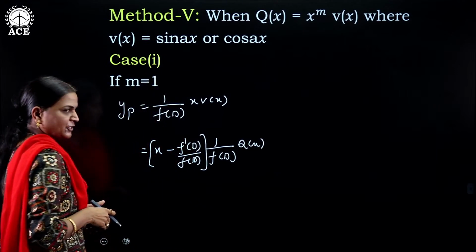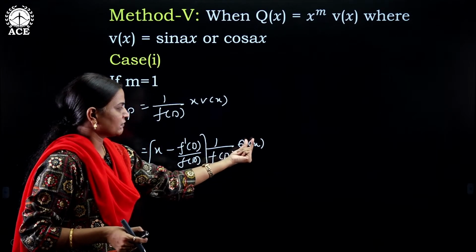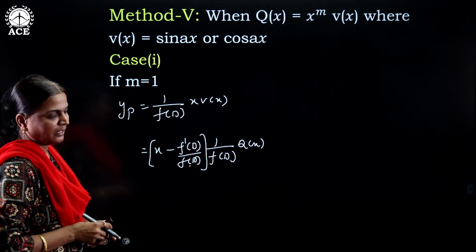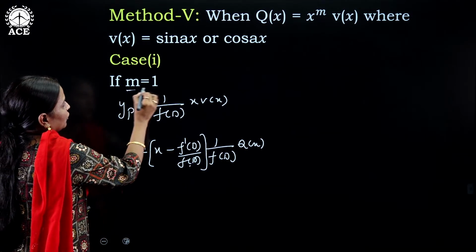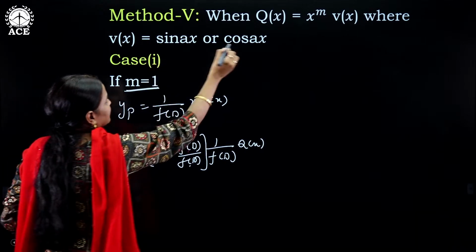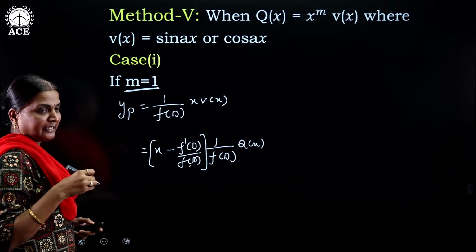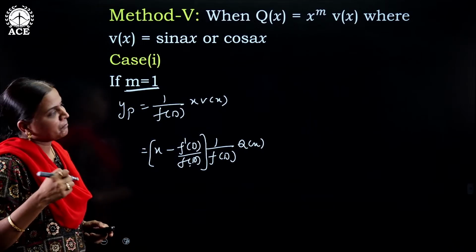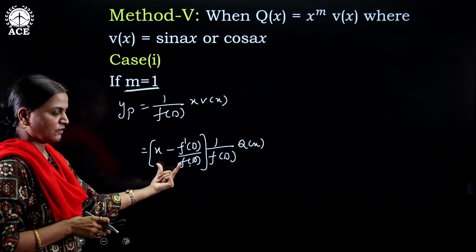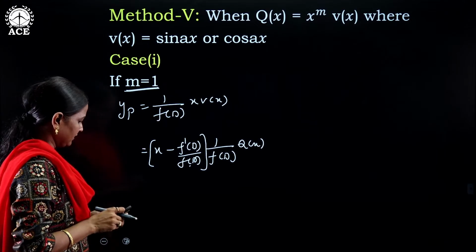sin ax or cos ax. Using the second method, operate 1 by f of D on Q of x in both the cases. This is a direct formula. When m is equal to 1, here V of x is sin ax or cos ax. And one more condition: after replacing D square by minus a square, if the denominator is non-zero, then apply this formula. This is the first case.